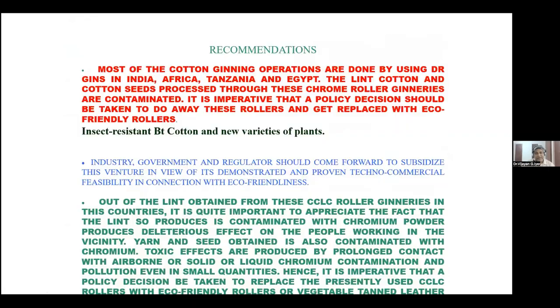These are the recommendations. Most cotton ginning operations are done using double roller gins in India, Africa, Tanzania and Egypt. USA and UK do not use the CCLC rollers. The lint cotton and seeds processed through these chrome rollers get contaminated. It is imperative that a green policy decision be taken to do away with these rollers and replace them with eco-friendly rollers and BT cottons.